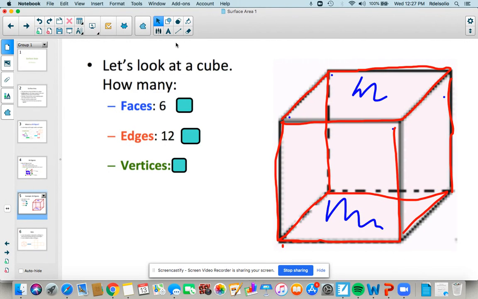And the vertices are the corners. So let's see how many corners this figure has. So there's one here, 1, and I'm marking them in green, 2, 3, 4, 5, 6, 7, 8. So there are a total of 8 vertices.